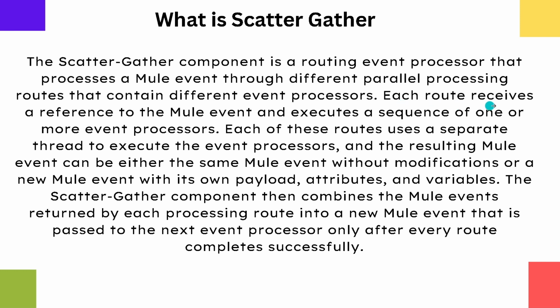It is written: each route receives a reference to the Mule event and executes a sequence of one or more event processors. Each of these routes uses a separate thread to execute the event processors, and the resulting Mule event can either be the same Mule event without modifications or a new Mule event with its own payload. As I showed you, it can be the same Mule event after completion of all the routes parallelly, or it can be a different one also, based on how we are processing it inside the routing phase. In the end, scatter gather component combines all the Mule events returned by each processing route into a new Mule event.